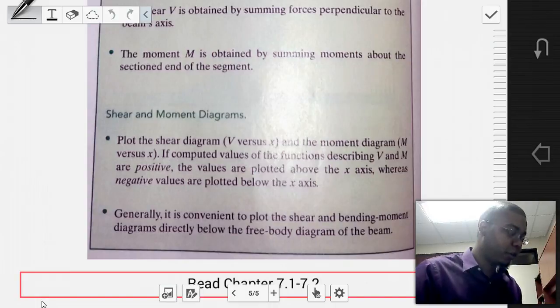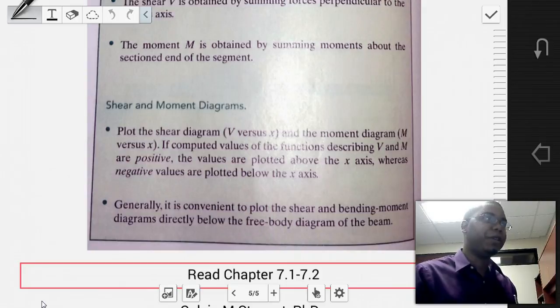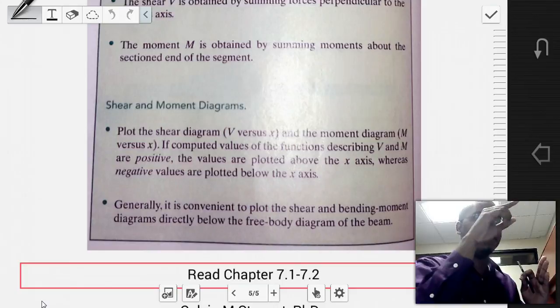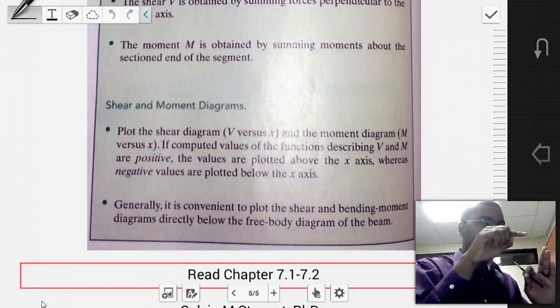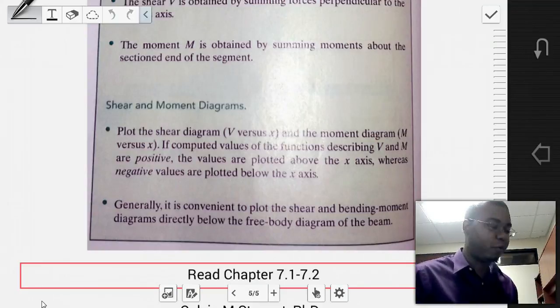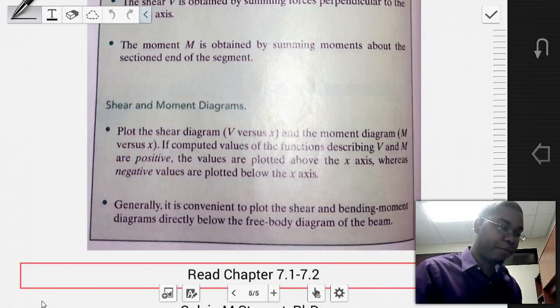And generally, it is convenient to plot the shear and bending moment diagrams directly below the free body diagram of the beam. And this is convenient because you're able to very easily identify, okay, I've got a concentrated force here, so there should be something going on in my shear diagram below that. And then below my shear diagram, there should be something going on below that as well, right? And we'll see some examples in class, and there are a significant number of examples in the book which should be able to give you a little bit more advice on how to apply this method.